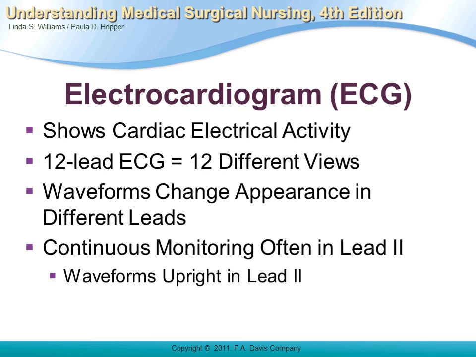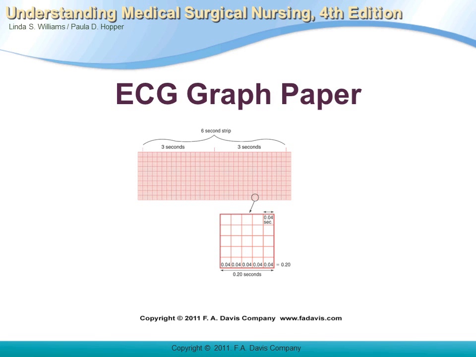An electrocardiogram shows the electrical activity of the heart. There's a 12-lead ECG, which shows 12 different views of the heart. There isn't a picture in your book, but if you Google a 12-lead EKG, you'll see the placement of where the stickers are placed for the different views. The waveforms change in appearance in different leads. Oftentimes lead 2 is the classic one, where the waveforms are upright, so that is one we look at quite often.